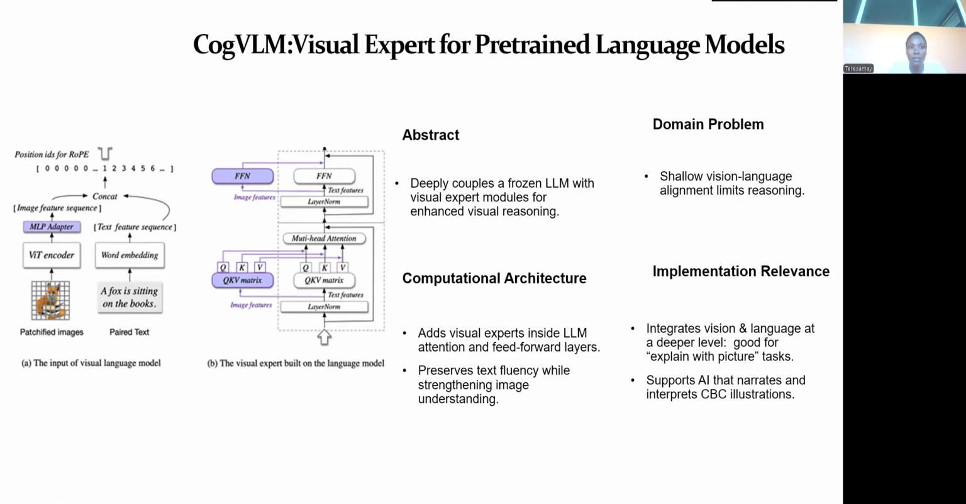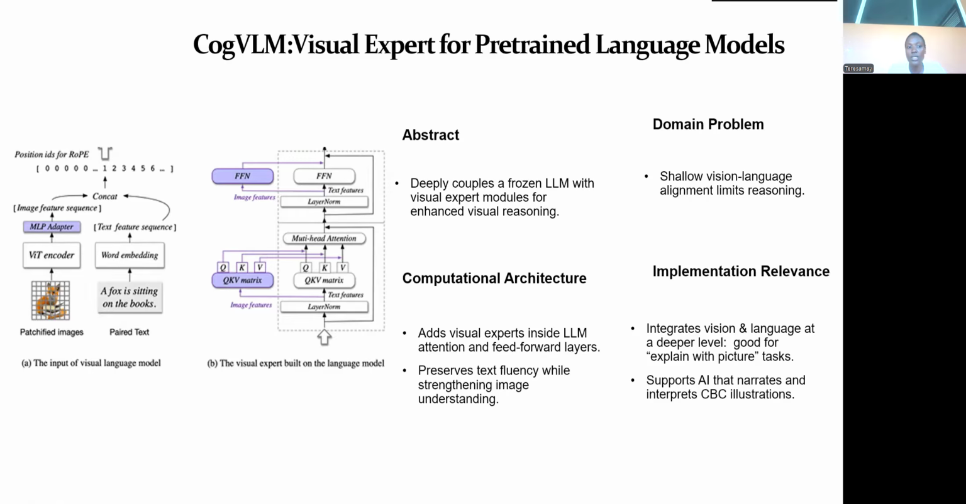The next paper is about the CogVLM model. So this one introduces an idea of a visual expert that can be inserted into an existing large language model. So the problem it addresses is that many models only combine images and texts at a shallow level. So they struggle with deeper visual reasoning, like interpreting maps or even diagrams.